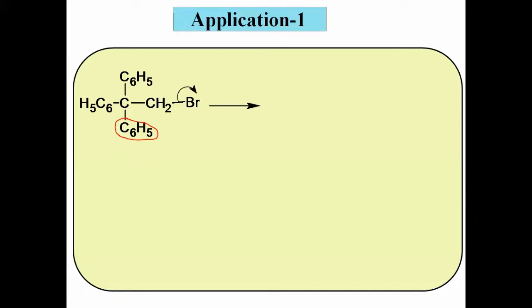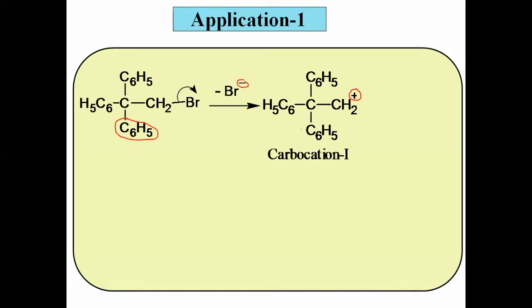Suppose in the first step, what happens? When it is treated with alkali, it undergoes an SN1 reaction, a nucleophilic substitution reaction. In the first step, the bond between carbon and bromine breaks. The electron pair goes towards bromine, which acquires a negative charge. There is a loss of Br minus. I have written minus Br minus on the arrow. Now that carbon acquires a positive charge, and there is a formation of a positively charged carbon species. This is nothing but the carbocation intermediate. This is the first intermediate, carbocation first.